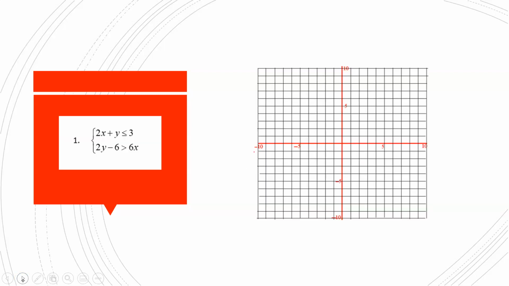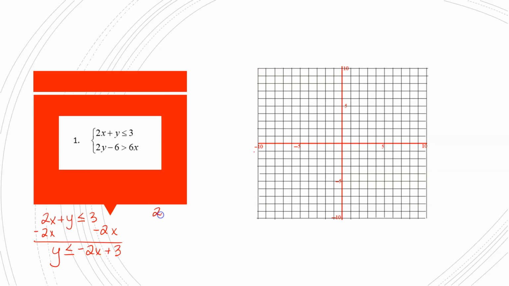Okay, so our first step is going to be to write these in slope-intercept form. Remember, this is just a reminder that if you have to divide by a negative number, you have to flip the sign the opposite direction. So keep that in mind when you're doing it. So the first one is 2x plus y is less than or equal to 3. So we're going to write that in slope-intercept form. We're going to subtract 2x from either side. So we have y is less than or equal to negative 2x plus 3.